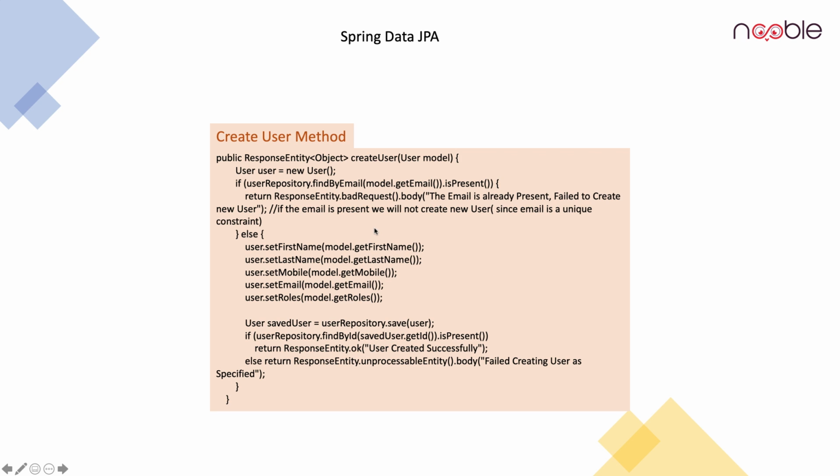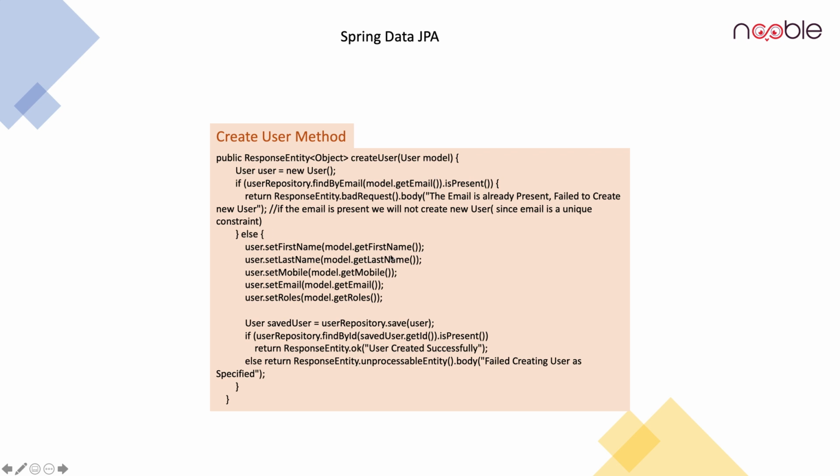Now we have a create user method which we are defining in the service class. I'll just go through it and then we'll open IntelliJ. I'm creating a new user, assigning it to user. Then I'm using the find by email method to check whether the email is present. I'm getting the email from the model of type user. If it is present, I'll be returning that the email is already present, fail to create new user, because we are defining the email as a unique constraint. Else we are going to run this code.